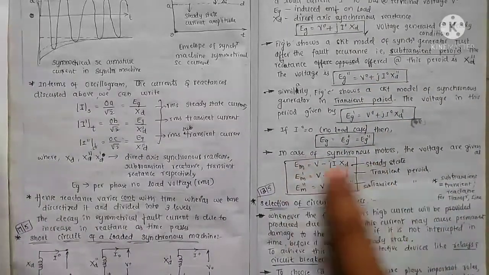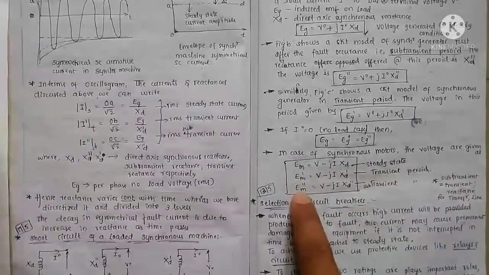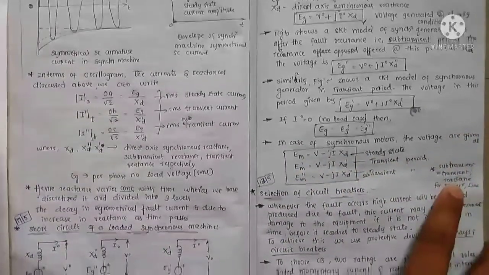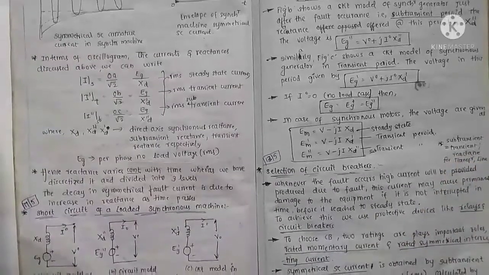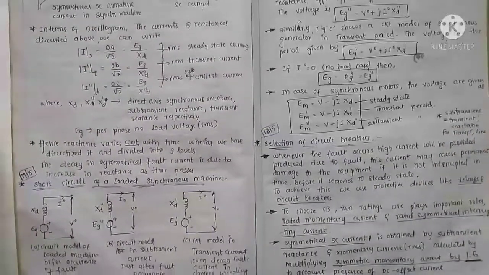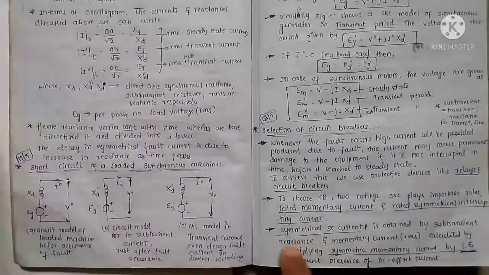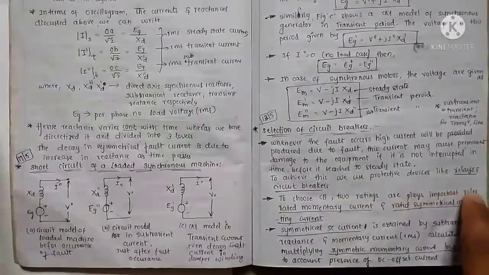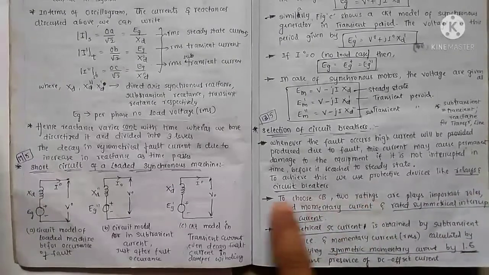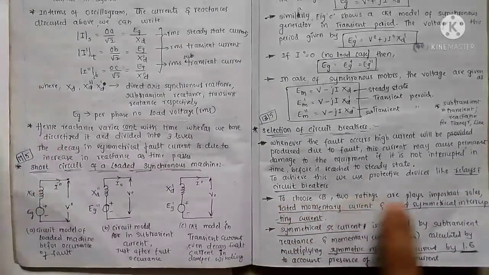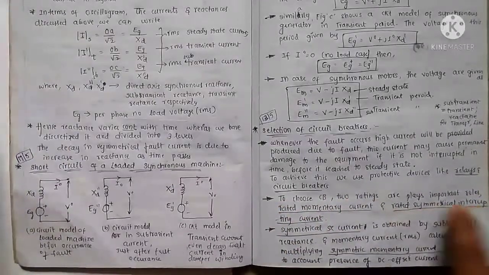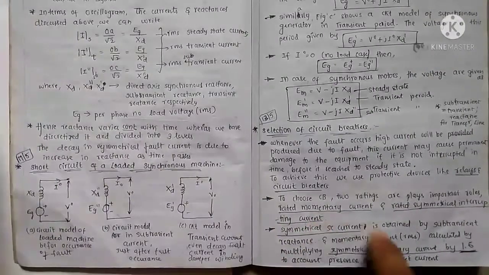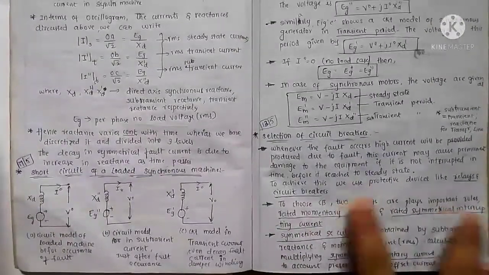Em means steady state, Em dash means transient period, Em double dash is subtransient. Finally, the theory topic is selection of circuit breakers. In selecting circuit breakers, two ratings play important roles, that is the rated momentary current IMM, which we just derived, and the rated symmetrical interrupting current. Going through this theory, we will come to know what factors influence circuit breaker selection.